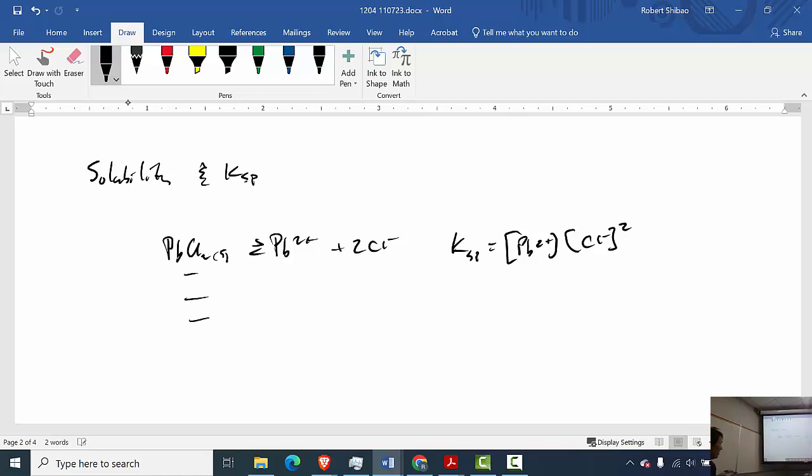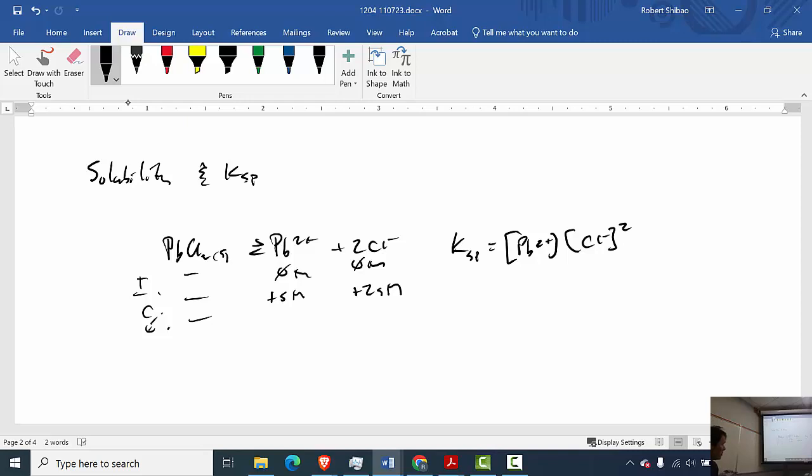And your book is not going to do that. Lead is solid, so its activity doesn't change. Just leave that. And then we're going to assume that nothing's dissolved. We always assume that nothing's dissolved, even if it already has dissolved. We'll reset it if that's the case. And then we're going to let it dissolve. So we're going to get plus S molar here, but over here we're going to get twice as much chloride. And so this is going to be plus 2S molar.